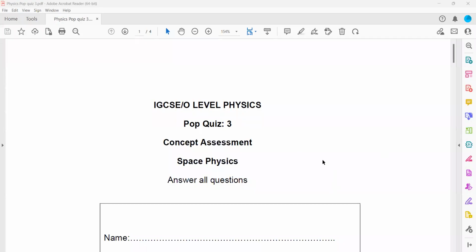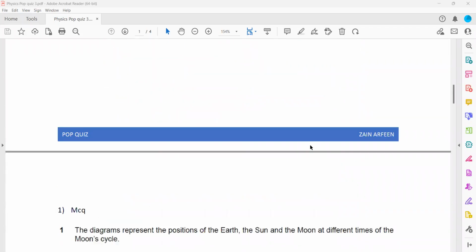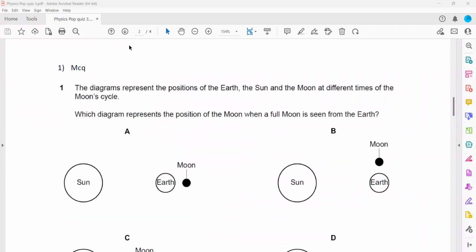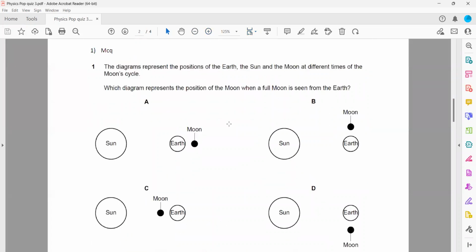So this one is pop quiz 3, which is related to space physics questions. In the first multiple choice question, the diagram represents the position of the Earth, the Sun, and the Moon at different times of the moon cycle. Which diagram represents the position of the moon when a full moon is seen from the Earth?